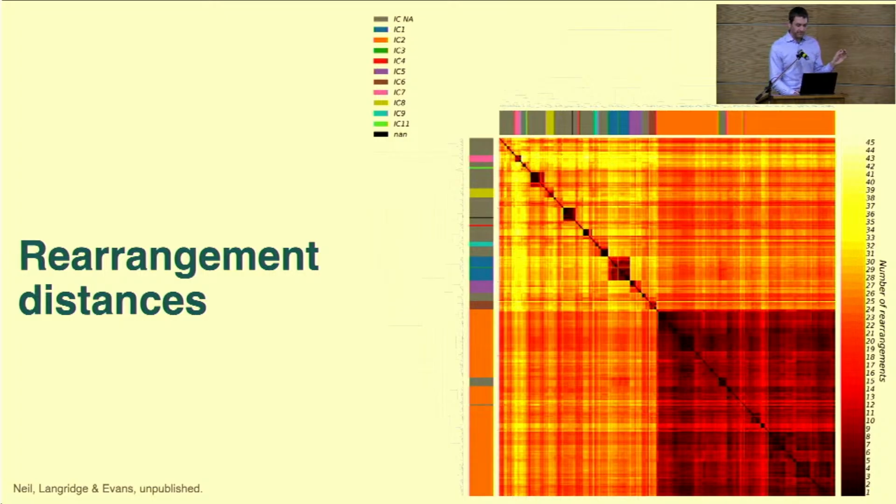So as we would expect, which is good because it means this method is replicating what we would expect to see biologically, you get far fewer rearrangements, so a darker colour, happening within a clone than there is between the different clones. But there are some examples, like you see in the large orange block at the side there of international clone 2, there's some grey bits.